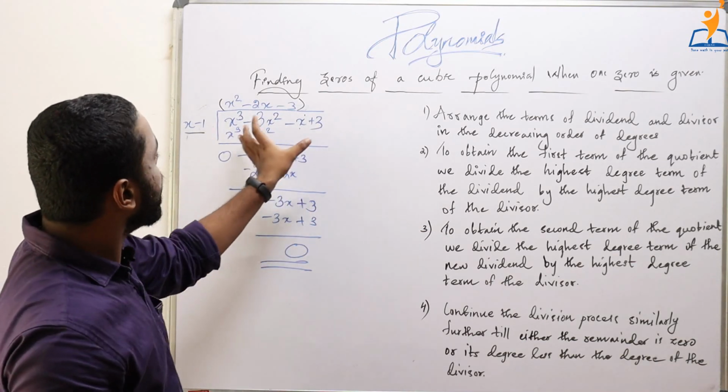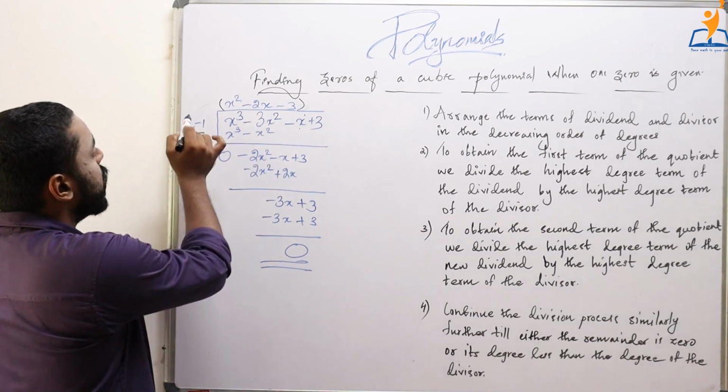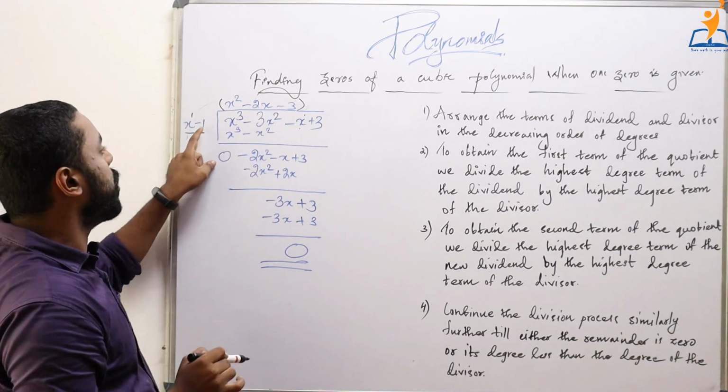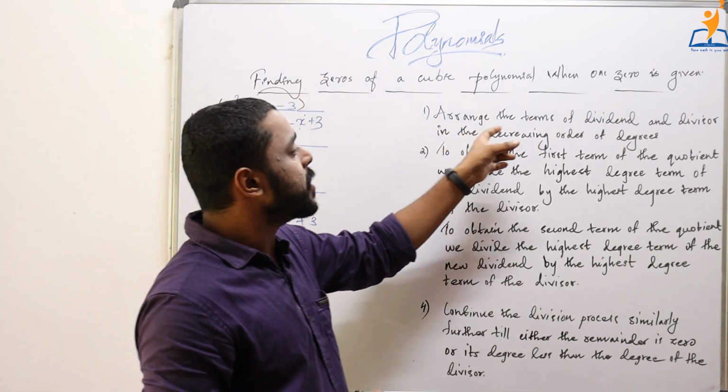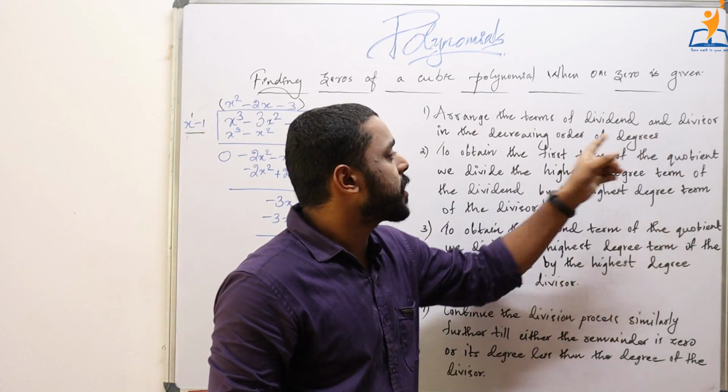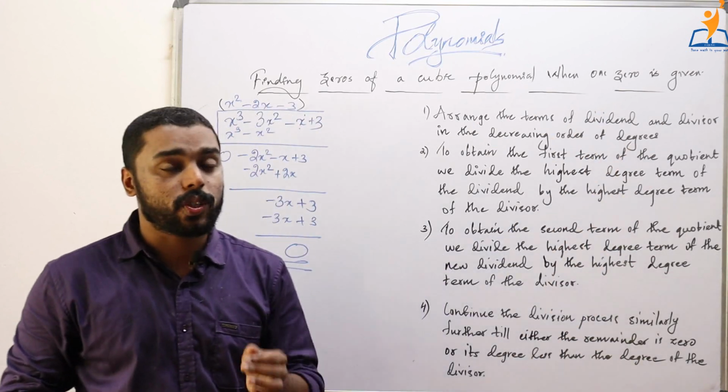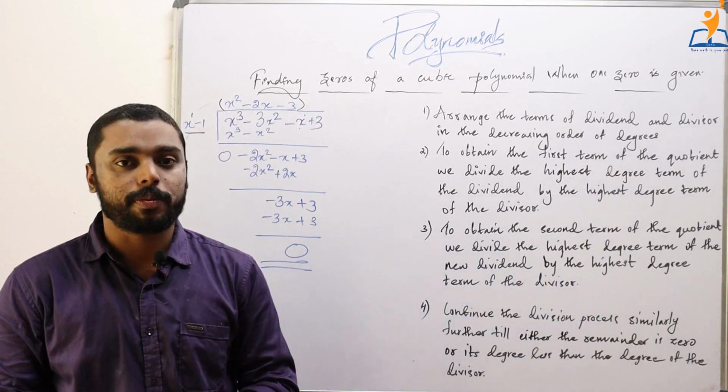So here we arranged the original polynomial as well. Here the degree is 1, and for the constant term the degree is 0. So here we arranged the degrees of the dividend and divisor in decreasing order so that it can be in the standard form.